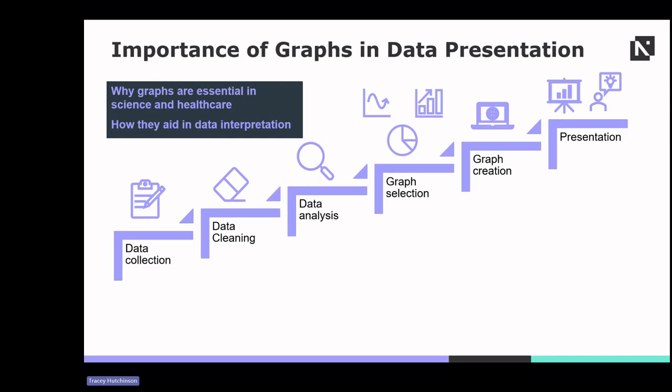Finally, presenting your graph involves integrating it into reports or presentations and explaining its significance. Effective presentation of graphs helps convey your analysis and conclusions to your audience. By explaining key trends, patterns, and insights shown in the graphs, you make your data accessible and understandable. Properly presented graphs can support your arguments and make your findings more compelling.